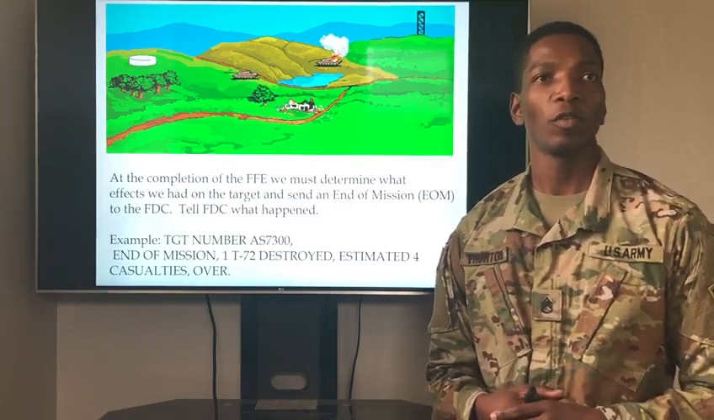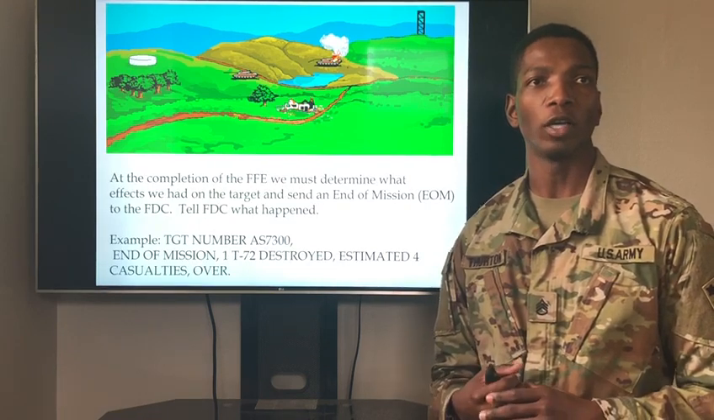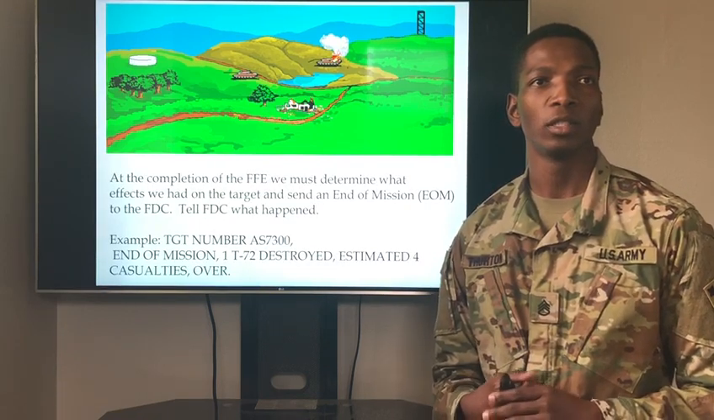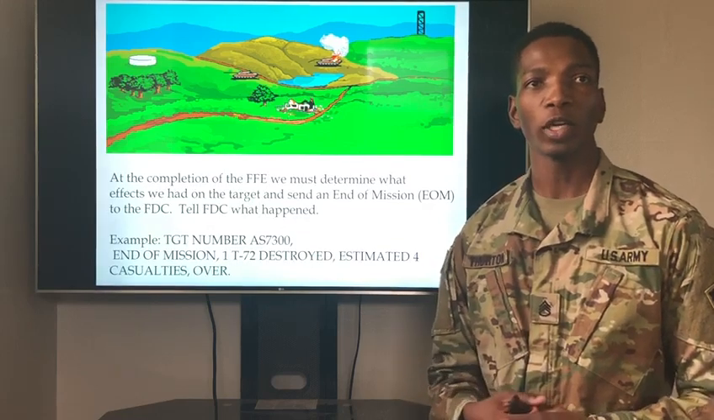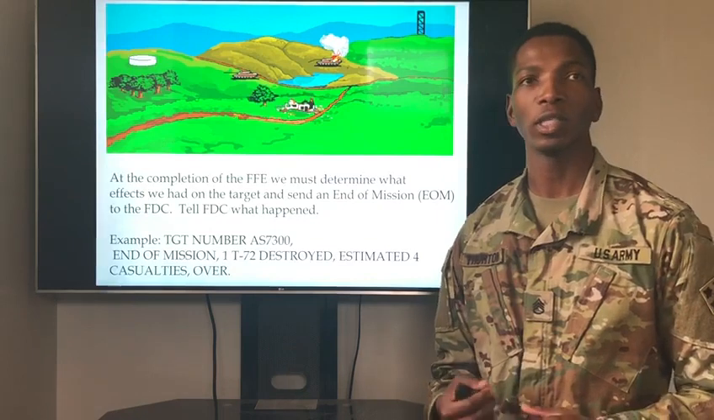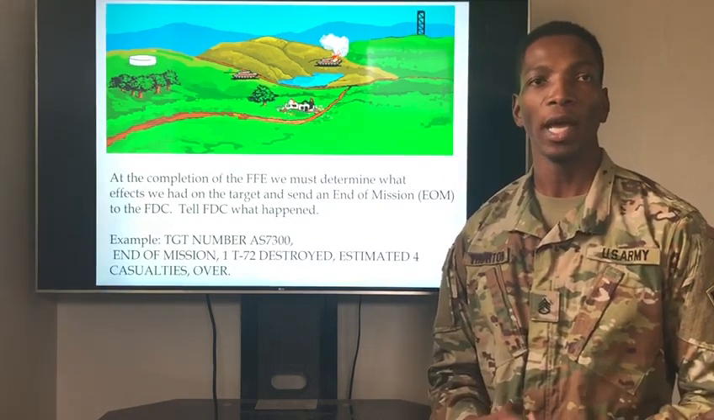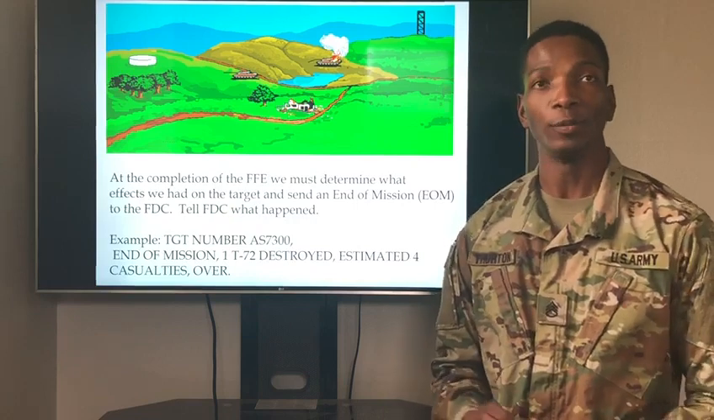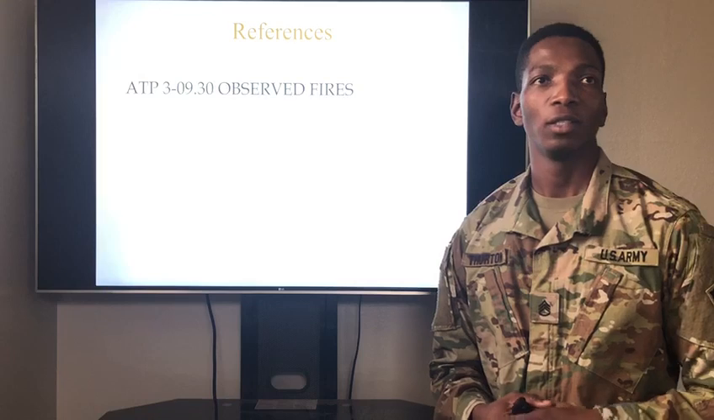At the completion of your fire for effect, we must determine what effects we had on the target and send the end of mission to the FDC. So, here's an example. Target number, Alpha Sierra 7300. End of mission, 1 T-72 destroyed. Estimated 4 casualties. Over. And this concludes our Just Fire class.